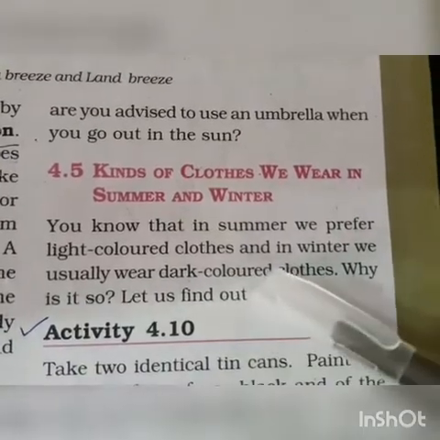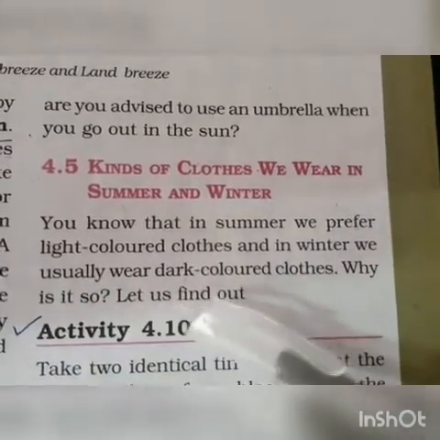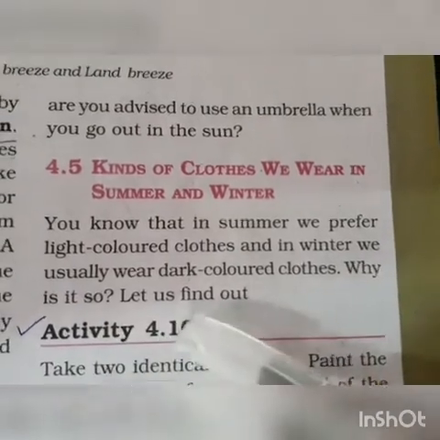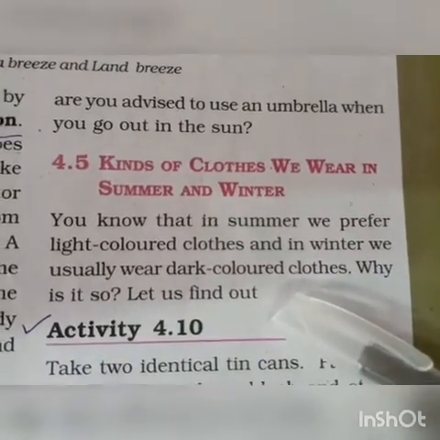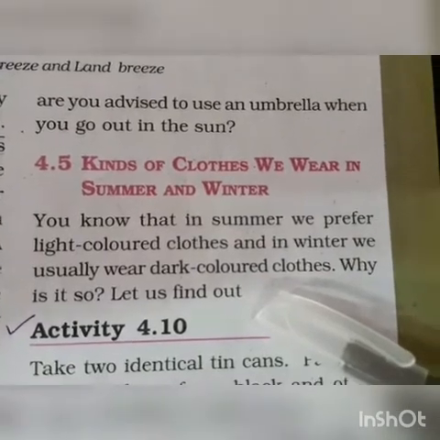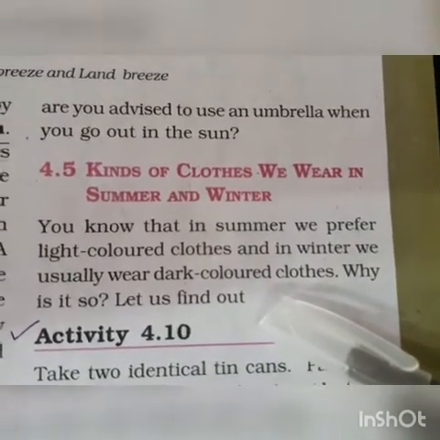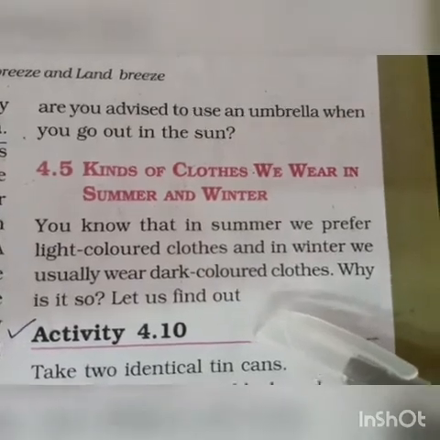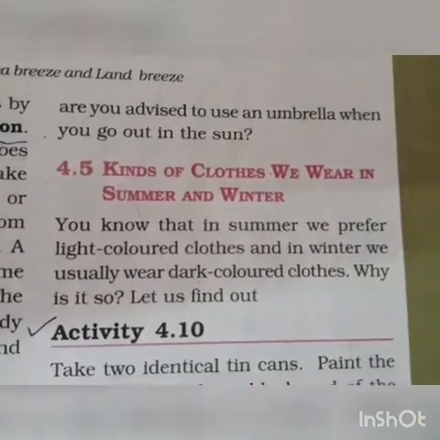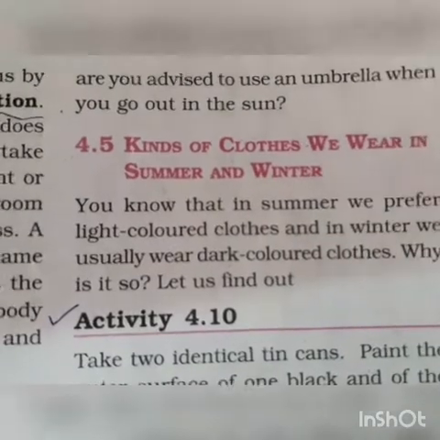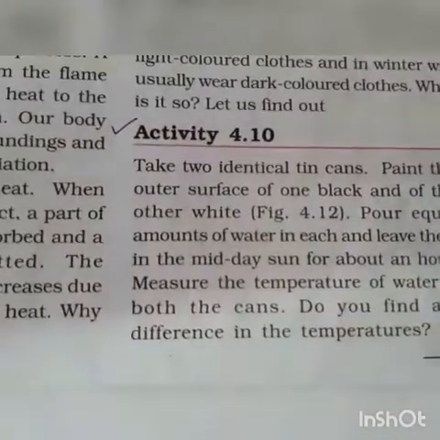Now we'll read this. You know that in summer we prefer light colored cotton clothes and in winter we usually wear dark colored clothes. Why is it so? Let us find out. In summer it is advisable to wear white colored clothes so that maximum heat is radiated out, and in winter you should wear dark colored clothes so that the heat from the atmosphere can be absorbed by the clothes and you feel less cold.